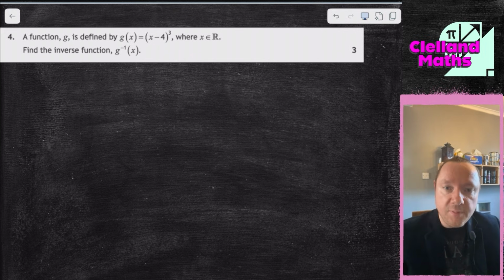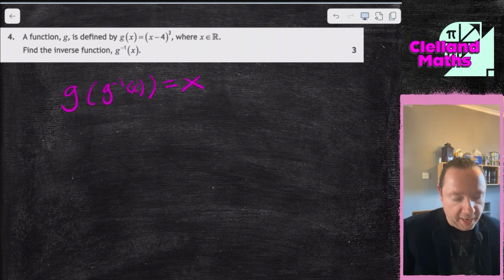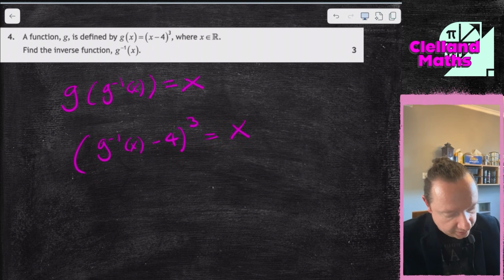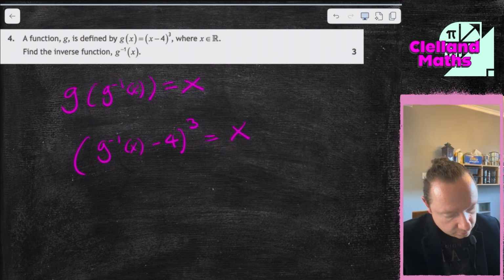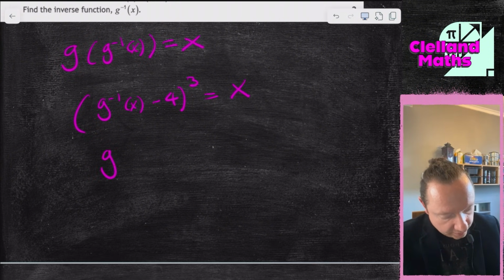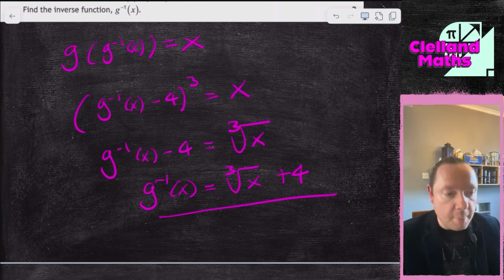So the first method is the way I prefer nowadays, which is to say that g of g inverse of x equals x. So if you just sub the inverse function into x, you'll get it. So that gives me inverse function of x minus 4, all cubed, equals x, I'm saying. So I need to get rid of that cubed, so I can say the inverse function of x minus 4 just equals the cube root of x, and then I've got it. Inverse function of x equals the cube root of x plus 4. And we're done there. Let me show you the alternative method.